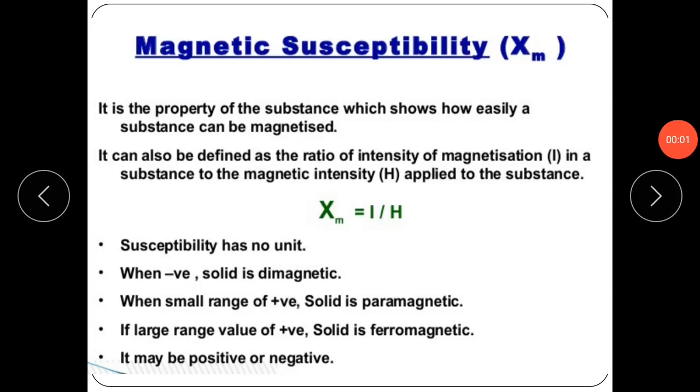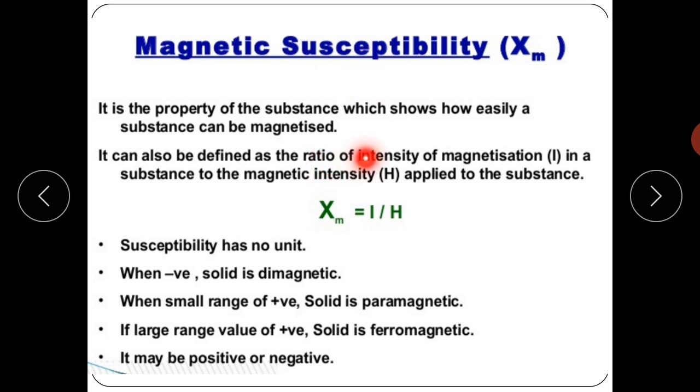Hello everyone. Next topic is magnetic susceptibility. The χm denotes the magnetic susceptibility. It is the property of a substance which shows how easily a substance can be magnetized. What is the definition of magnetic susceptibility?